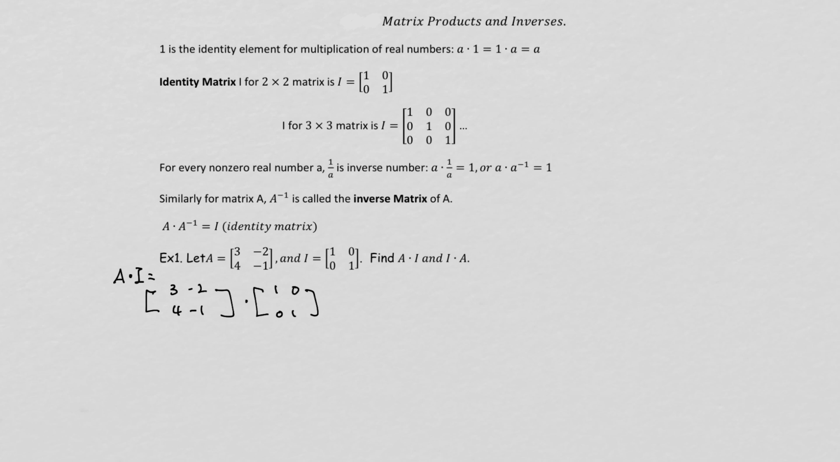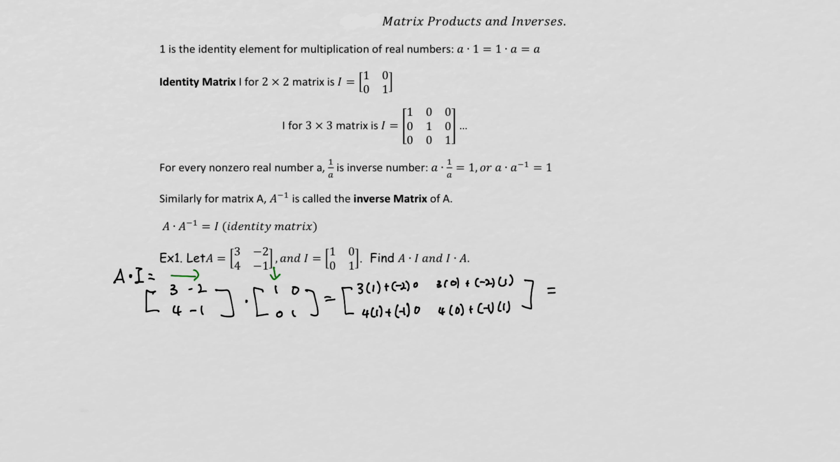When we do that, don't forget we're multiplying rows by columns. So this will take the first row from the first matrix times the first column from the second matrix. So it will be 3 times 1 plus -2 times 0. And second row, first column will be 4 times 1 plus -1 times 0. And this one will be 3 times 0 plus -2 times 1. And this is 4 times 0 plus -1 times 1.